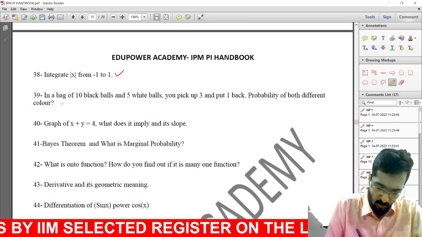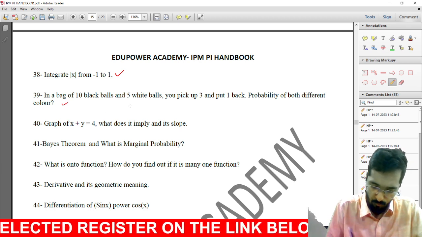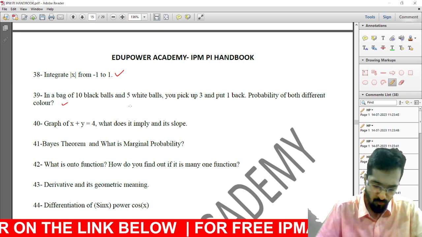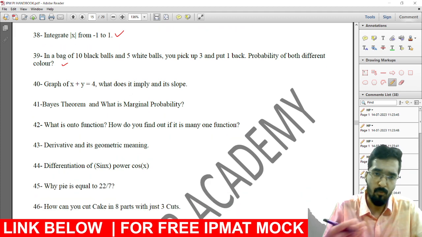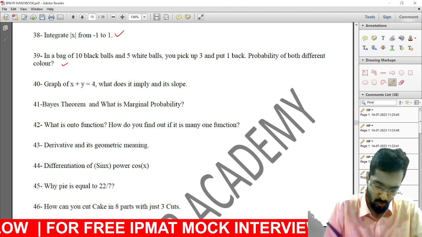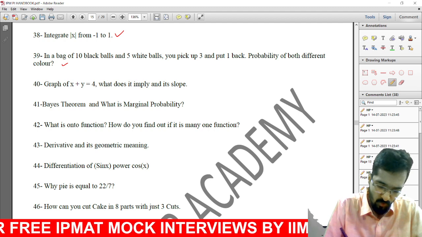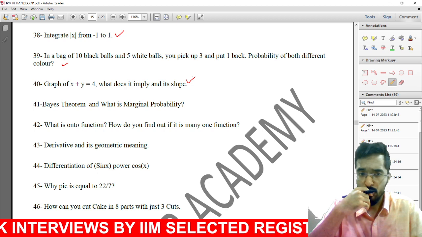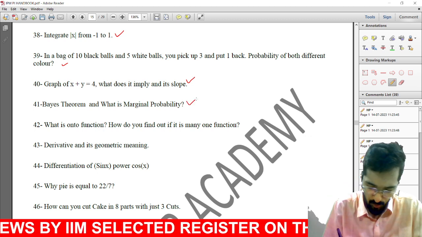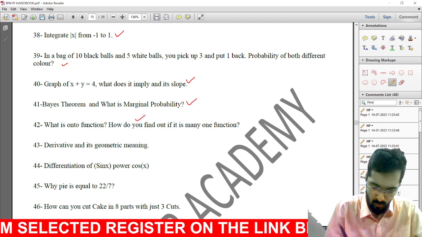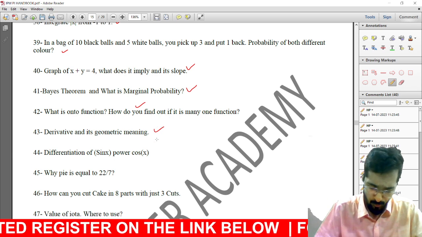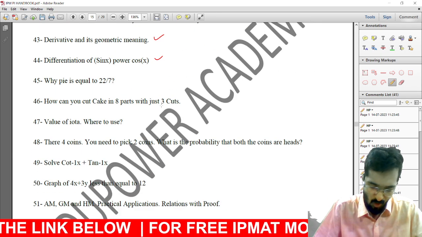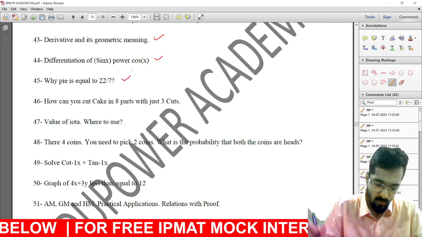Again a probability question. In a bag of 10 black balls and 5 white balls, you pick up 3 and put one back. Probability of both being different colors, so it's again a permutation combination probability based question. Graph of x plus y equal to 4, what does it imply and its slope. Bayes theorem, what is marginal probability, onto function. Derivative and its geometric meaning. Differentiation of sin x to the power cos x. Why pi is equal to 22 by 7.